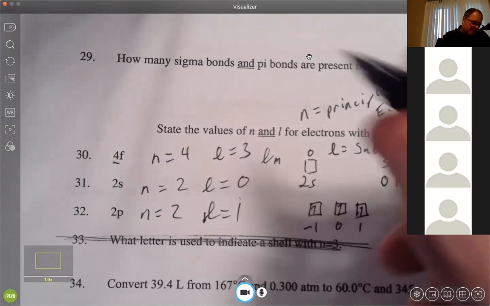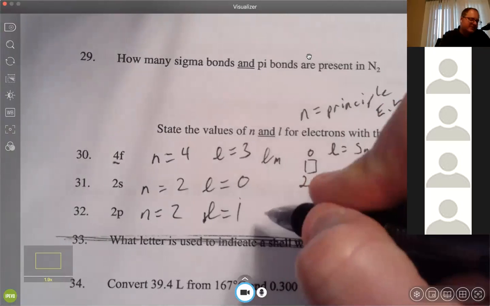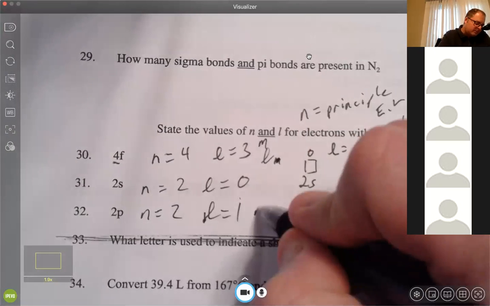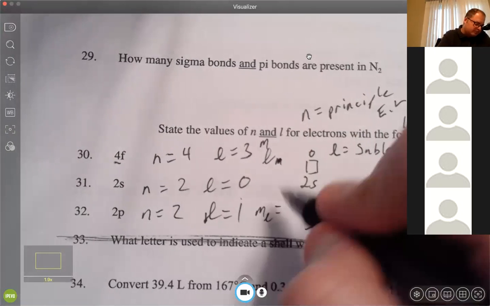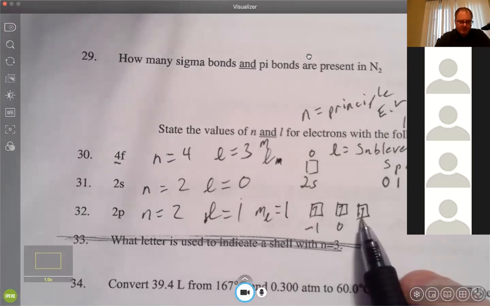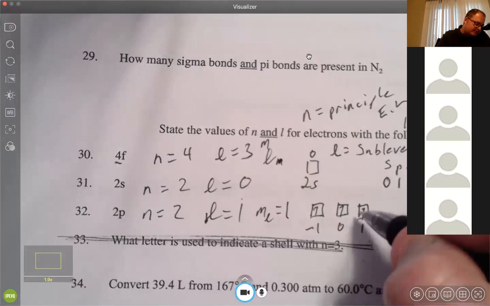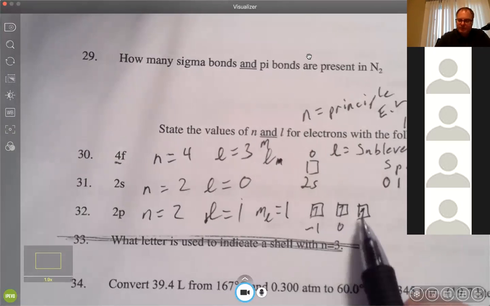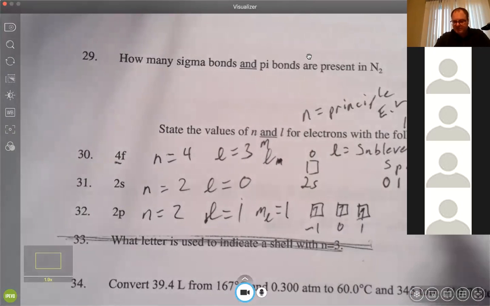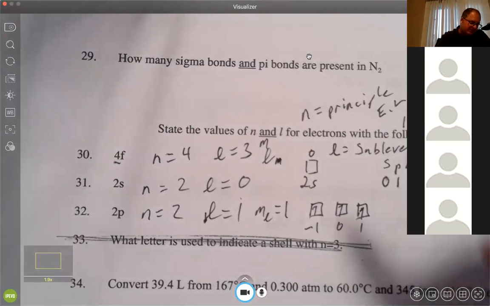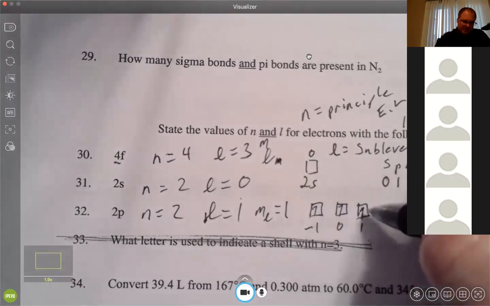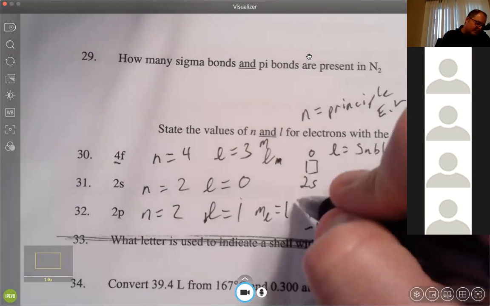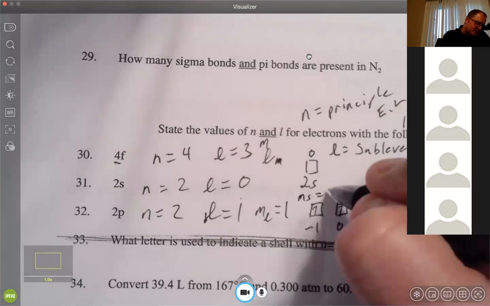M of L would equal, I'm sorry, M of L, not L of M. M of L would equal 1 because it's in that last one. The last one is the magnetic spin. Any arrow that is going up has a positive 1/2 charge. If we were to come back and talk about a different one of these electrons, then it would be a negative 1/2 charge. But this one right here that's going up, the spin is equal to plus 1/2.